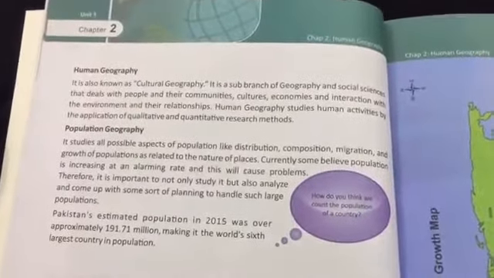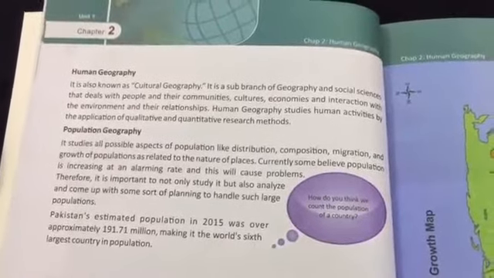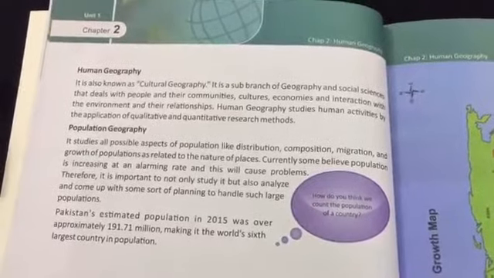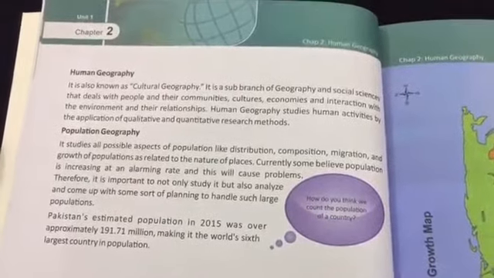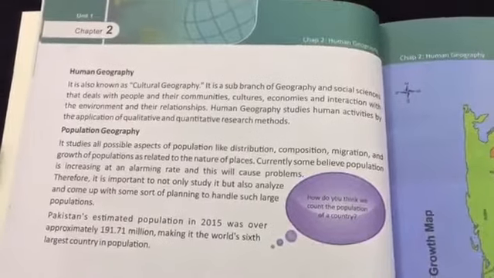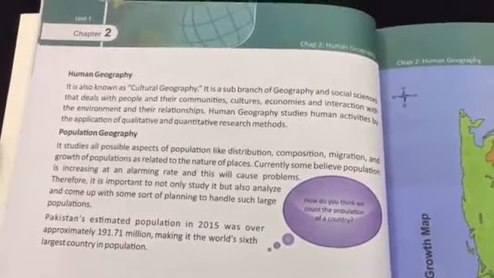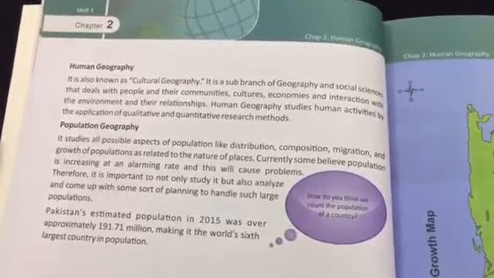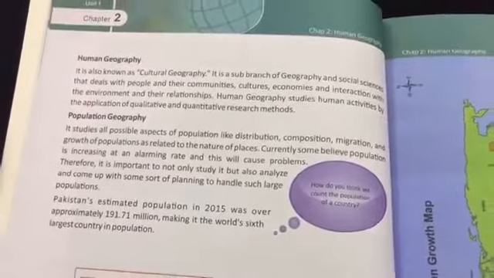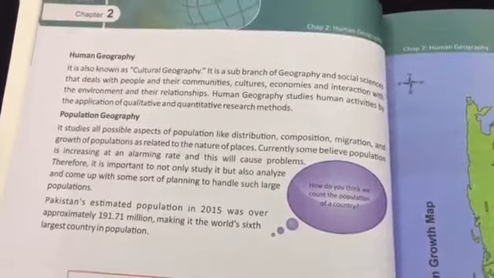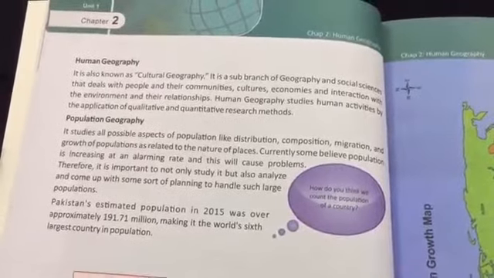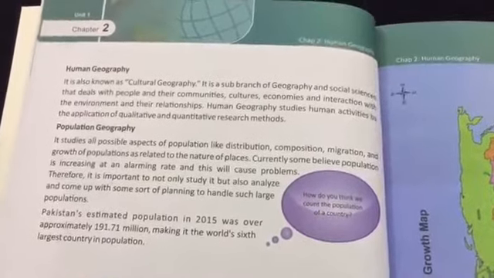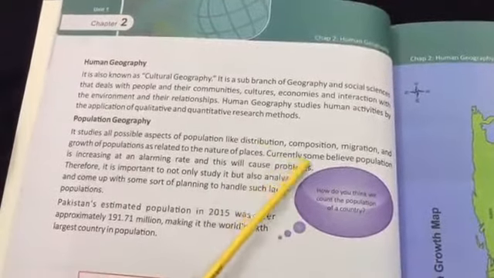Cultural geography is one of the branches of geography, and it tells us in detail about how communities are formed, how the cultures of the people of a certain region are different, how the economies are different, and how people interact with the environment and their relationship with the environment as well. So human geography studies the life of humans, their communities, their cultures, and their interaction with the environment. And it also studies human activities, right?